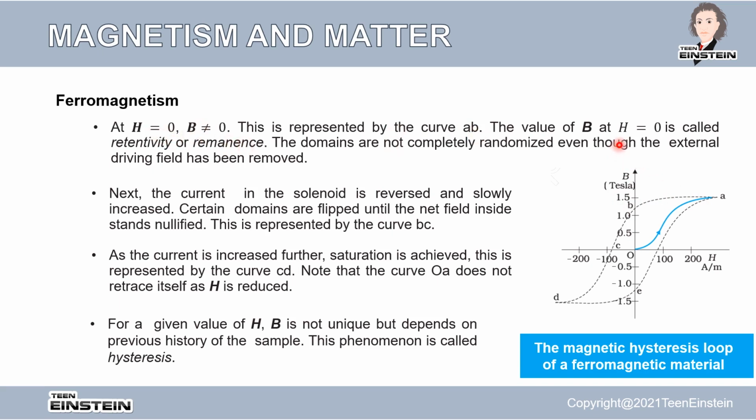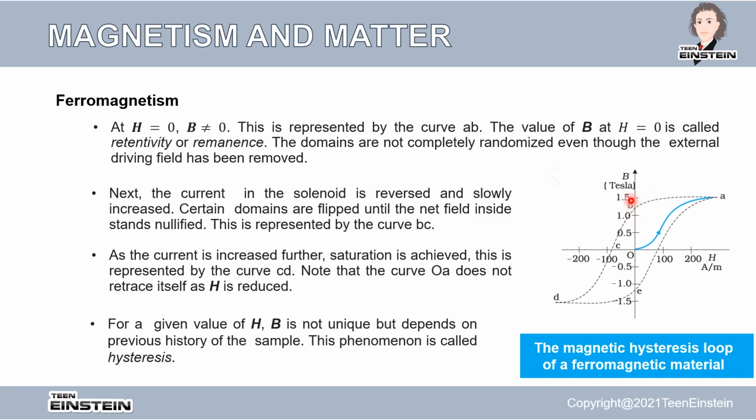The value of B at H equals 0 is called the retentivity or remanence. The domains are not completely randomized even though the external driving field has been removed. Now look at it carefully. You apply a field from zero and saturate, so all the domains are completely aligned. But then you reduce the external field and bring it to zero. Even then, some of the domains are not completely random. They are still giving rise to a magnetization.